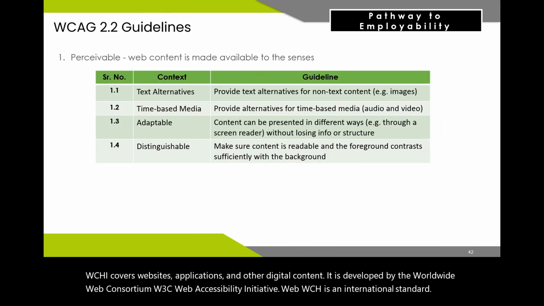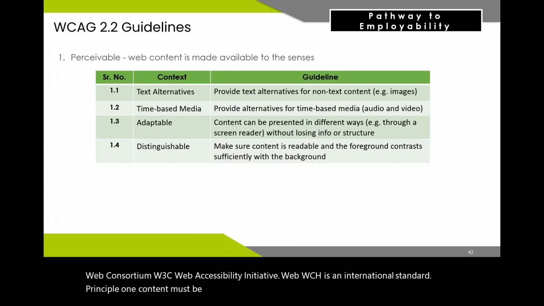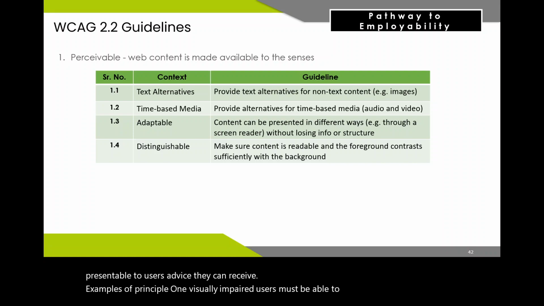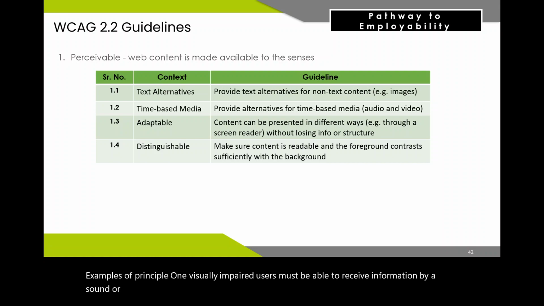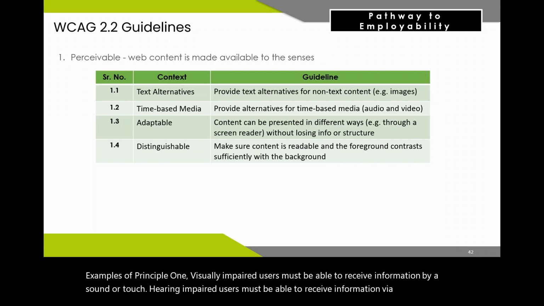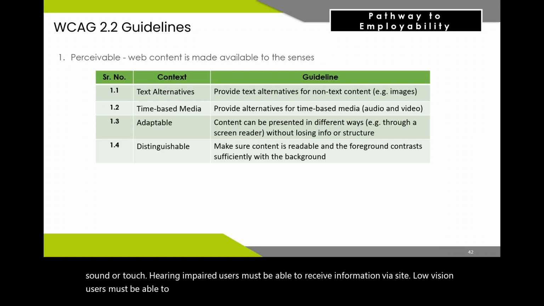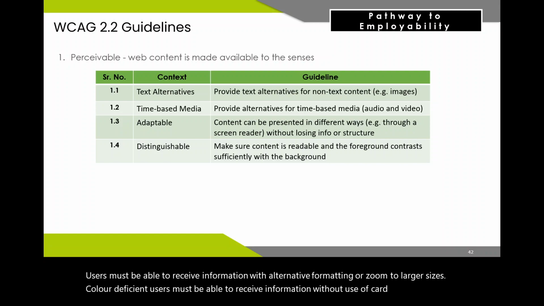Principle 1. Content must be perceivable. Information and user interface components must be presentable to users in ways they can perceive. Examples of Principle 1. Visually impaired users must be able to receive information via sound or touch. Hearing impaired users must be able to receive information via sight. Low vision users must be able to receive information with alternative formatting or zoomed to larger sizes. Color deficient users must be able to receive information without use of color. Guidelines for this principle.